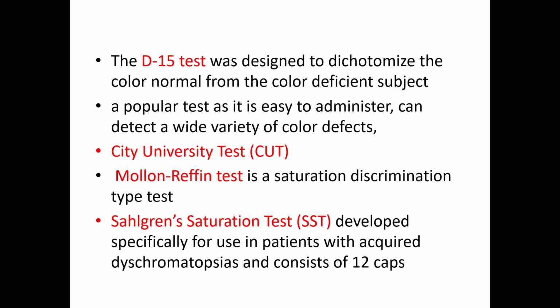The D15 test was designed to dichotomize the color normal from the color deficient subjects. This is a popular test as it is easy to administer and can detect a wide variety of color defects. Only 15 caps, 16 caps, will be there, so it will be easy to test the color vision defect. City University test and the Mollon-Reffin test are saturation discrimination tests. And Lanthony saturation test was developed specifically for use in patients with acquired dyschromatopsia and consists of 12 caps. These are all ordering tests.